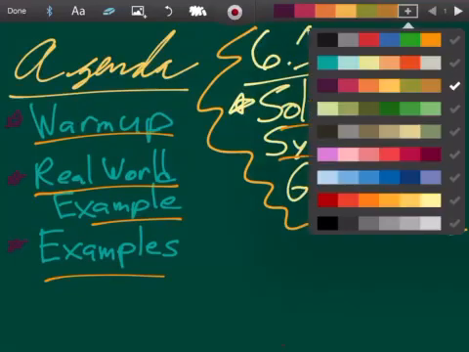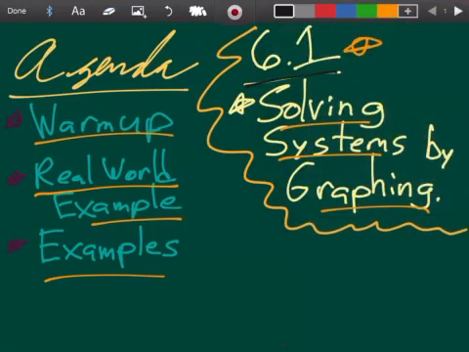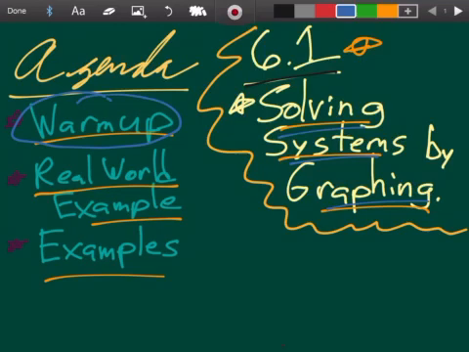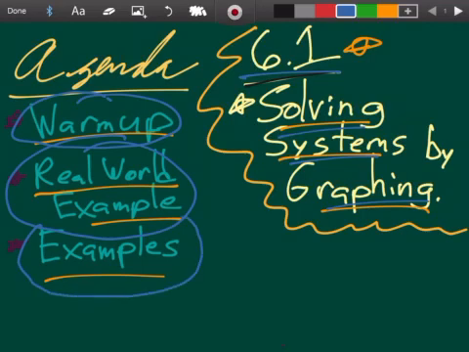Hey Algebra All-Stars, today we're going to be taking a look at 6.1, dealing with graphing systems and seeing how those are graphed on an XY plane. For this video's agenda, we'll see a quick warm-up, something you need to know to be successful with what we're going to be looking at in this section. We'll also see a real-world example, real enough for us to get a visual on what we're doing here. And we'll also conclude with some examples.